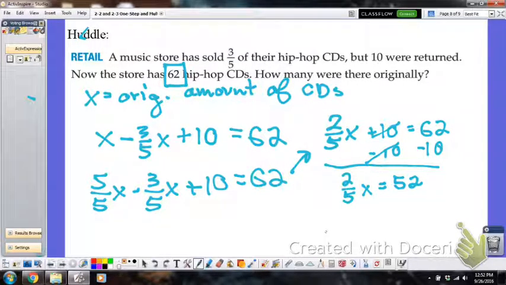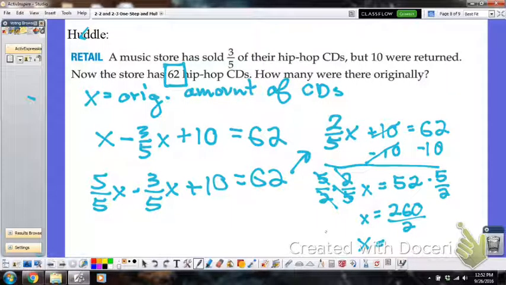I have to divide by 2/5, but we know divided by a fraction is the same thing as multiplying by the reciprocal of 5/2. The 5's cancel out, the 2's cancel out, so we're left with just X, and that is equal to 260 over 2, and 260 divided by 2 is 130. So the store started with 130 CDs.